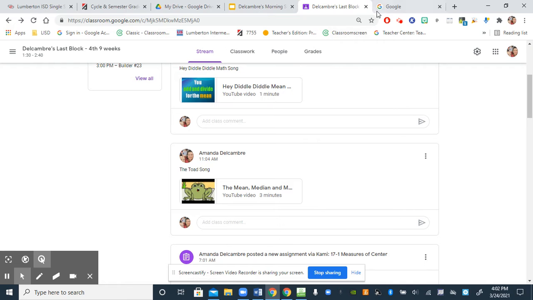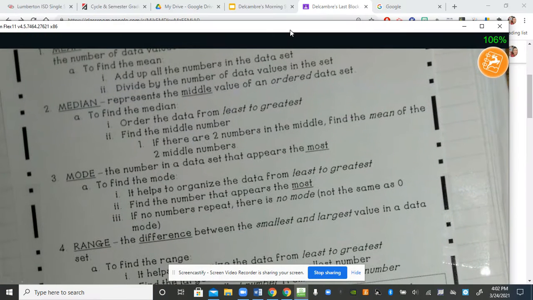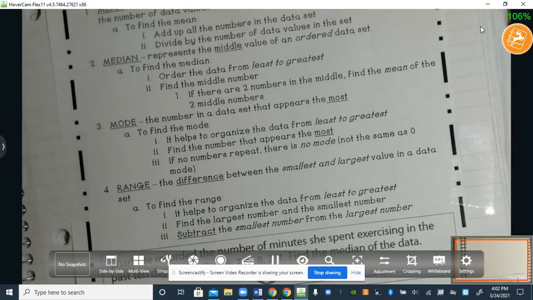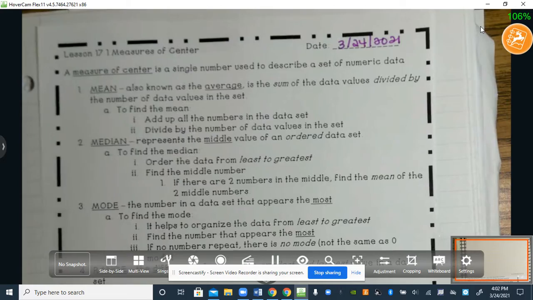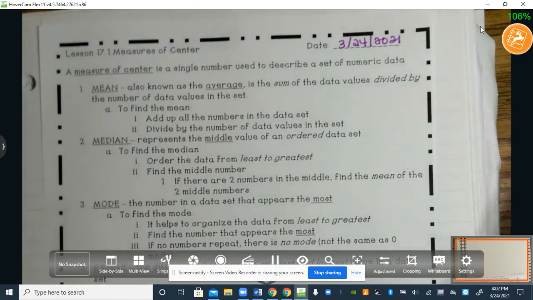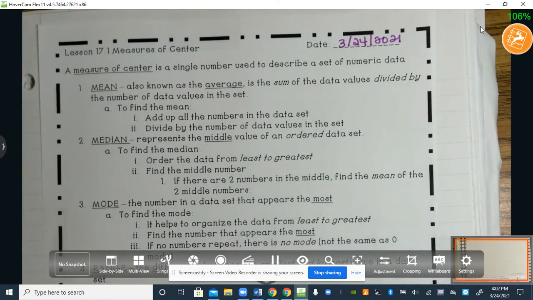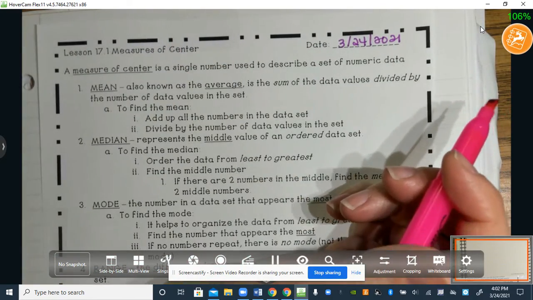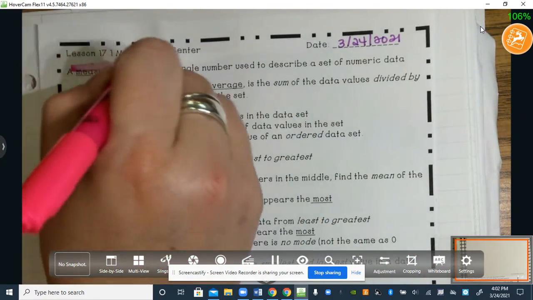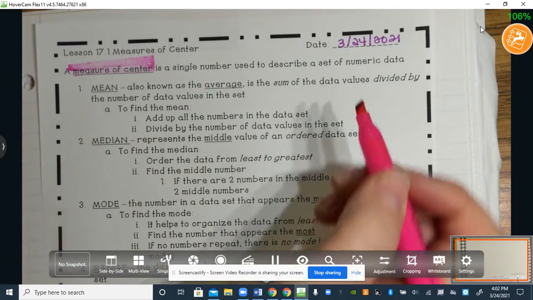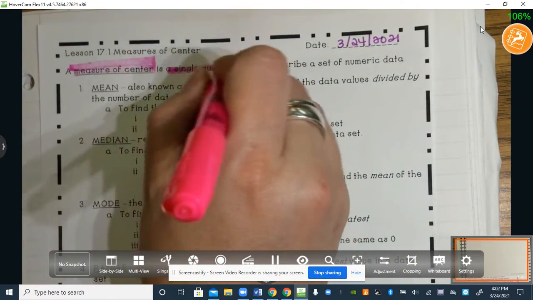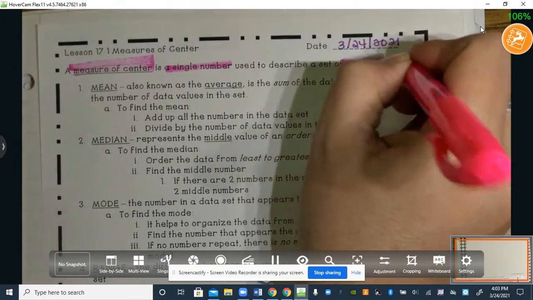All right. So I'm going to pull this down here underneath my document camera, and let's get started on the notes. So today is the 24th, and we're going to be talking about measures of center today. And measures of center is just a single number to describe a group or a set of numeric data. So measures of center is one number to describe numeric data.